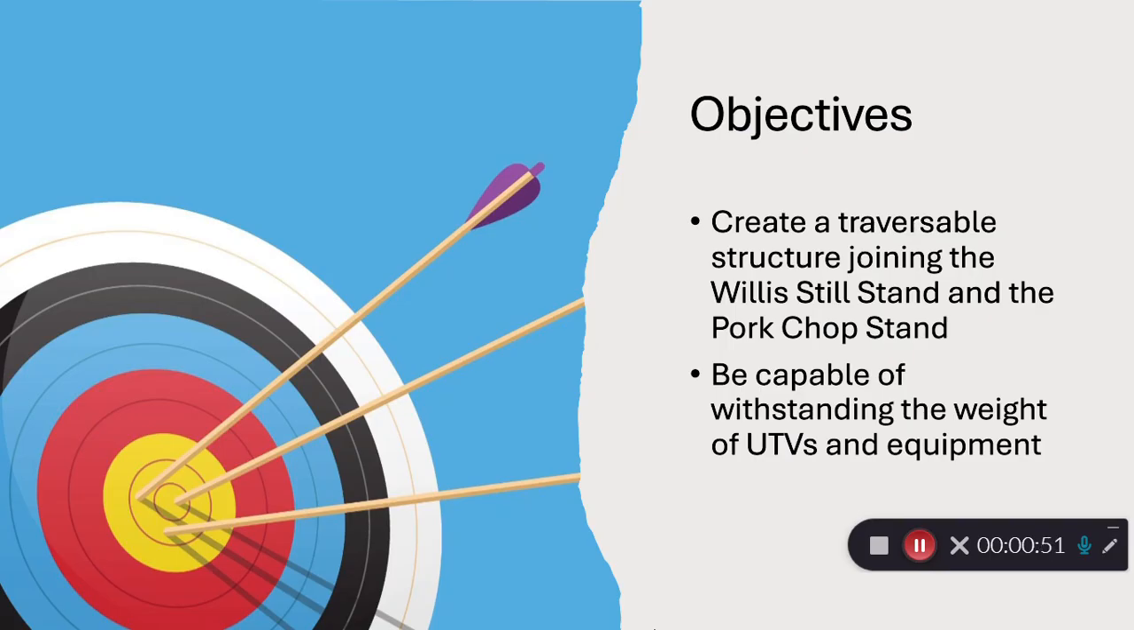In our initial meetings with Mr. Rents, we met with him to discuss what exactly he wanted us to do on this project, and really what he wanted was a traversable structure that bridged the crossing between the Willis Sill stand and the pork chop stand of the Christmas Tree Tract of the actual forest. He wanted this structure to facilitate the travel of UTVs, so he needed the structure to support the weight of UTVs and any equipment they might be loaded with.